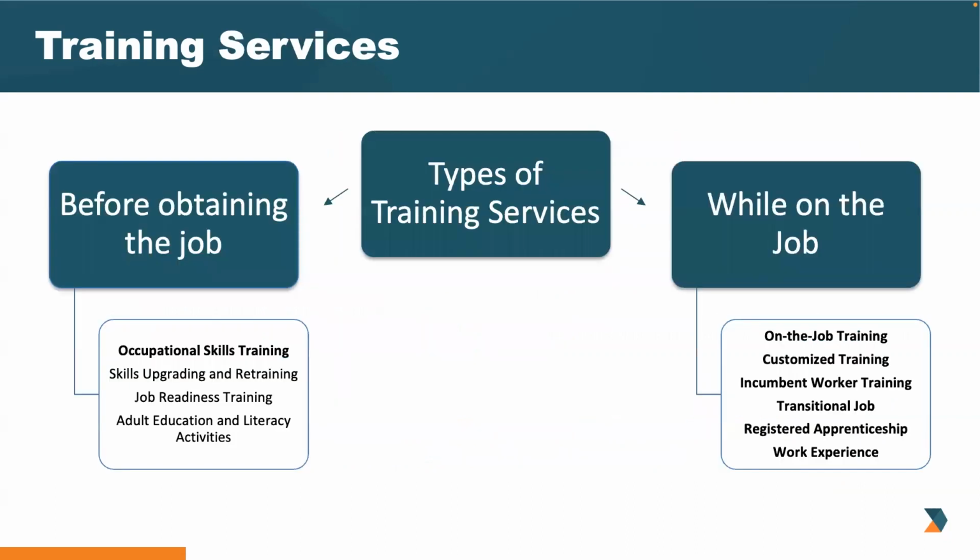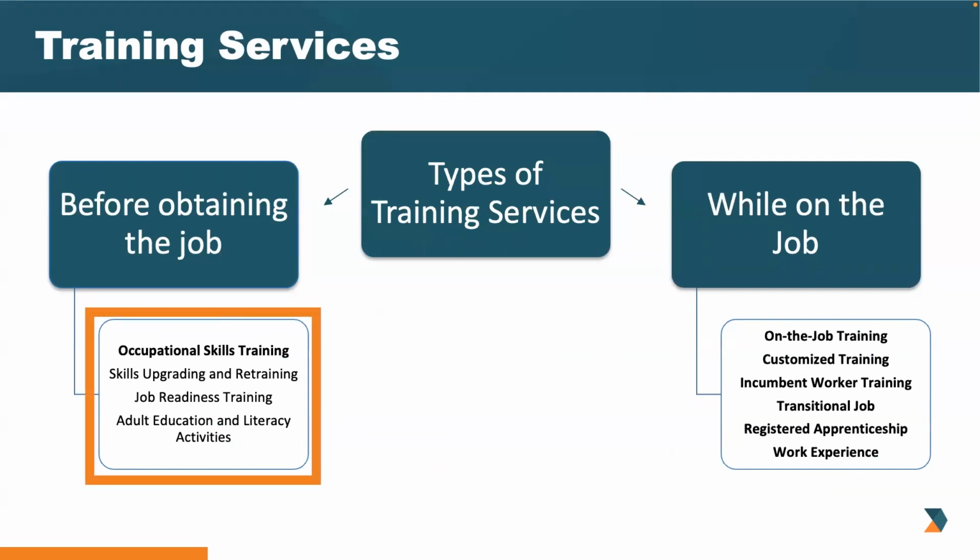Training services can be best visualized by dividing it into 2 categories. Trainings before getting the job, meaning you receive the training and acquire the skills before beginning the job, and training while on the job, meaning you get the job and at the same time acquire the skills to perform the job. The types of services before getting the job include occupational skills training.